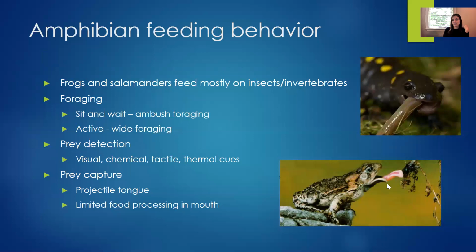Remember, most anurans, their tongue is attached at the front, so they flick it out, stick onto the prey, and then bring the prey way back in the back of their mouth. There's limited food processing in the mouth of any amphibian. There aren't well-developed teeth, and so most prey items get swallowed whole.